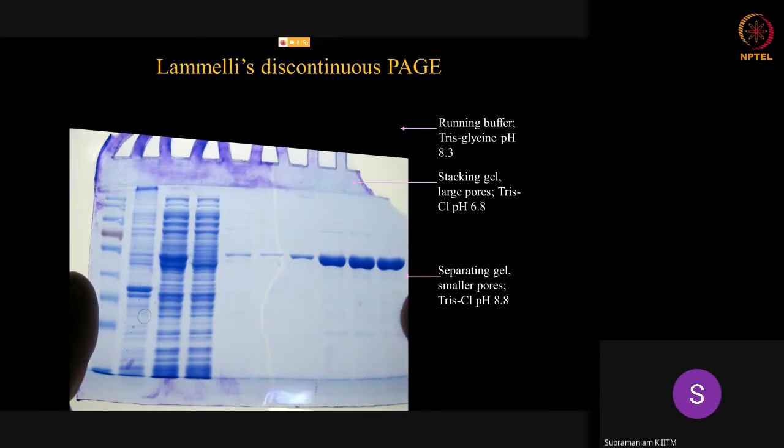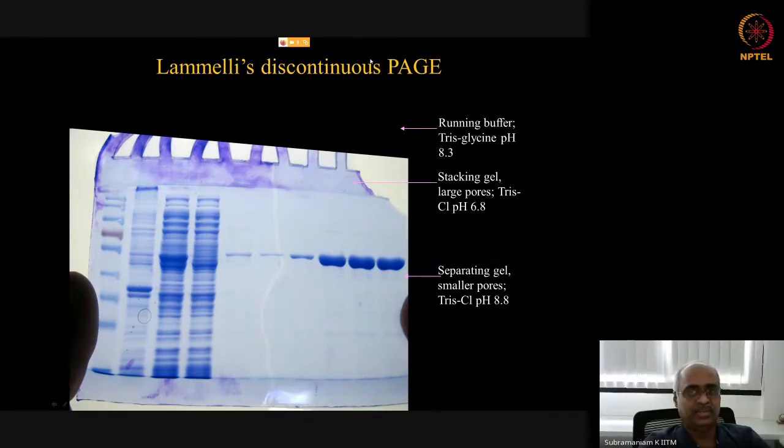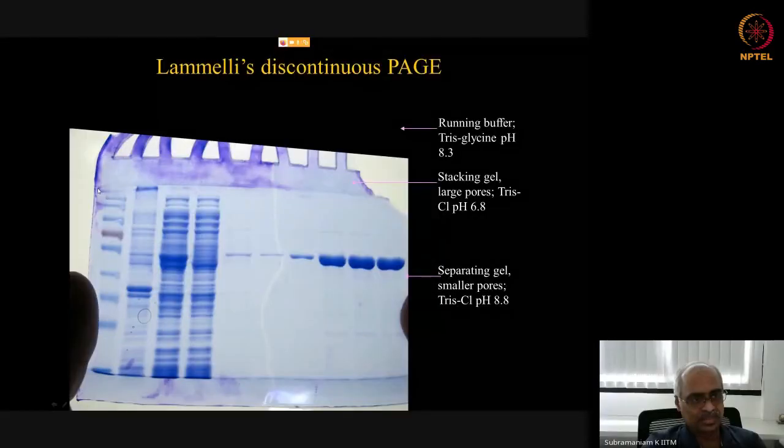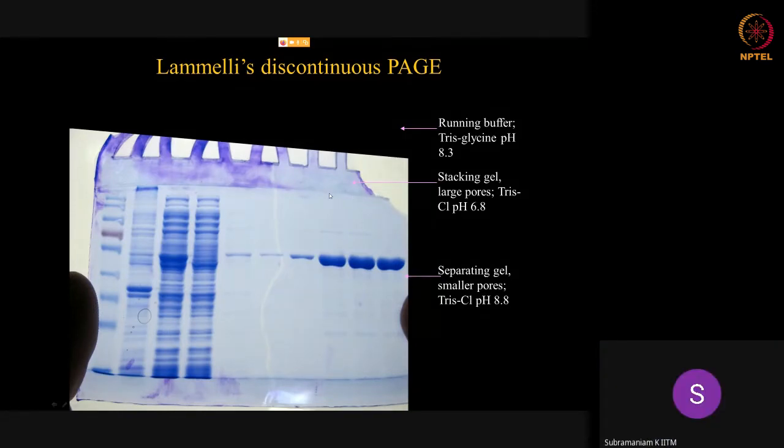To overcome this problem and increase the resolution, what U.K. Laemmli did was introduce a modification that we call discontinuous polyacrylamide gel electrophoresis. Here, there are two things that are discontinuous. One, you see here a line, and this line is because I poured originally a certain concentration of polyacrylamide mixture here and allowed it to form a gel. It solidified and made a neat gel with a sharp, straight, flat line here.